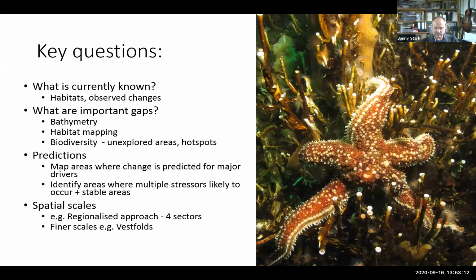So some of the key questions for coastal ecosystem research in the SRI include assessments of what we know now in terms of habitats and physical changes that are occurring. So we can identify the important gaps in things like bathymetry and habitat mapping and biodiversity gaps. And ultimately, it'd be good to be able to make predictions from models and other estimates about where change is going to occur for some of these major drivers, so that we can identify areas where multiple stresses are likely to be occurring. And we need to do this at a range of scales, from regionalised right down to smaller scales.